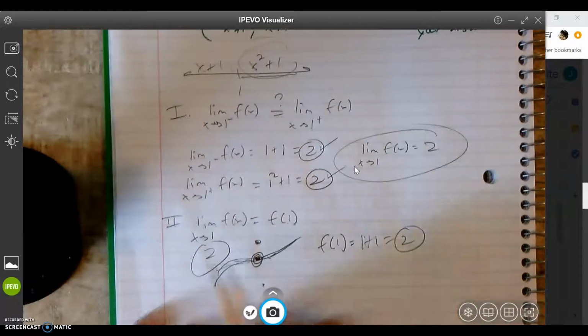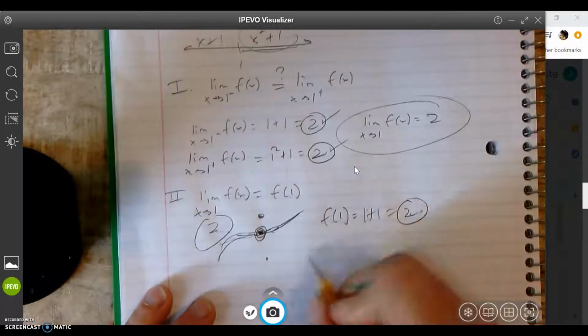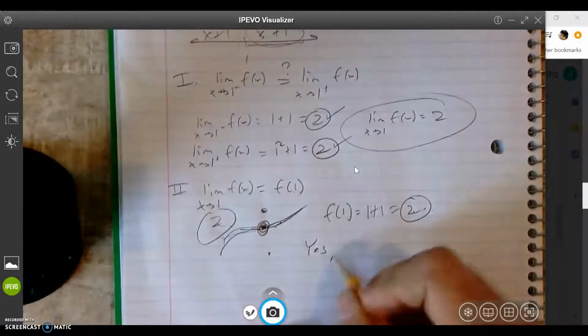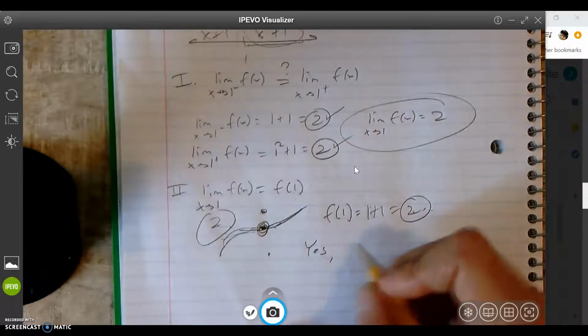Is 2. Bam. So no, got it. So this in fact is continuous. Here's your concluding statement. Memorize this, copy it down, don't get fancy, just write down what I write down, alright?